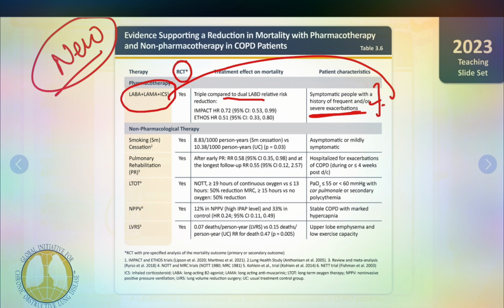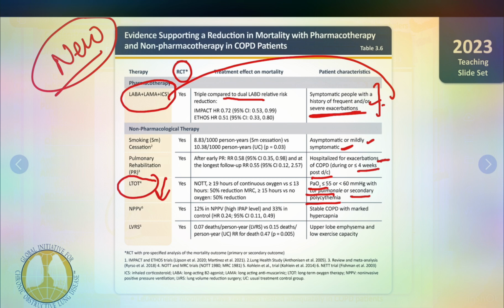What about the non-pharmacological therapy? They are telling that smoking cessation in asymptomatic or mildly symptomatic patients decreases mortality. Pulmonary rehabilitation in a hospitalized patient for exacerbation of COPD, during or less than 4 weeks post discharge, reduces mortality. If PaO2 is less than 55 or less than 60 with cor pulmonale or secondary polycythemia, then long-term oxygen therapy reduces mortality.